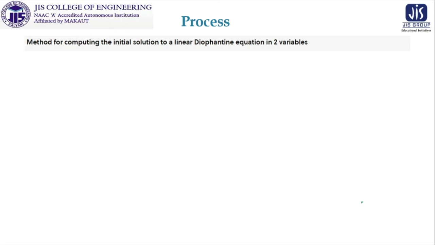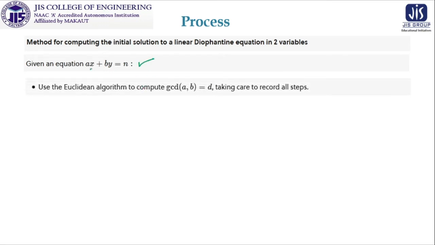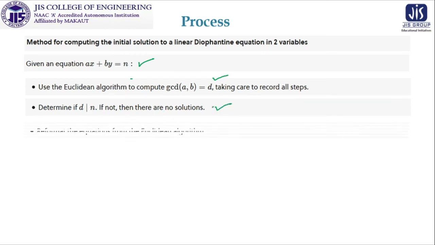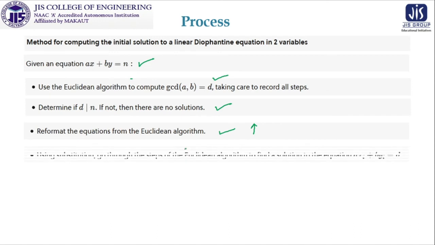Method of computing initial solutions of two variables first. So this is our given equation. Then we take a and b from that, and we find the GCD d. Then we check whether d divides n or not. If not, there are no solutions. If yes, then what to do? Then we will reform the equations from the Euclidean algorithm by the backtracking method, and then using substitution, go through the steps of the Euclidean algorithm to find the solution.